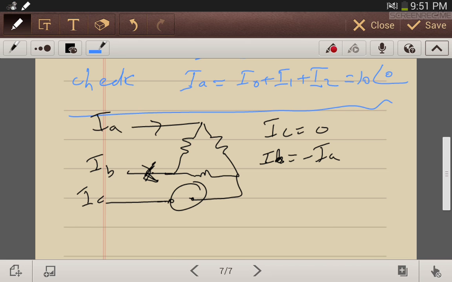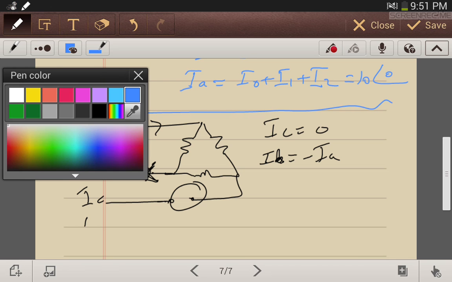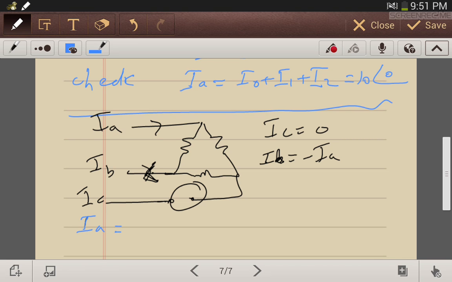So I'm going to have symmetrical components for phase A. Let me do the calculation. For IA0, the zero sequence component for phase A, it is 1/3 of IA plus IB plus IC. Since IC is 0 and IB is negative IA, the answer is 0. So when one of the phases is open in a delta connected load, the zero sequence component is 0.